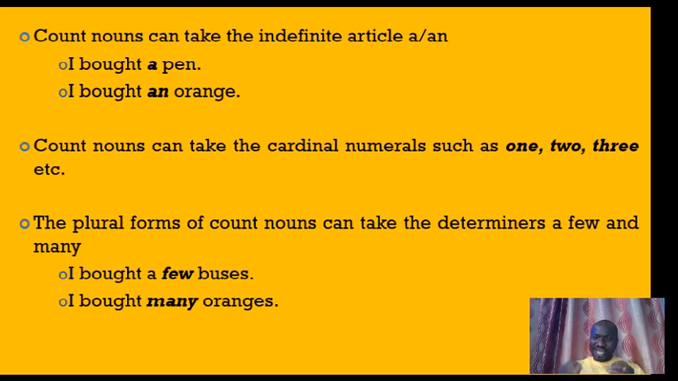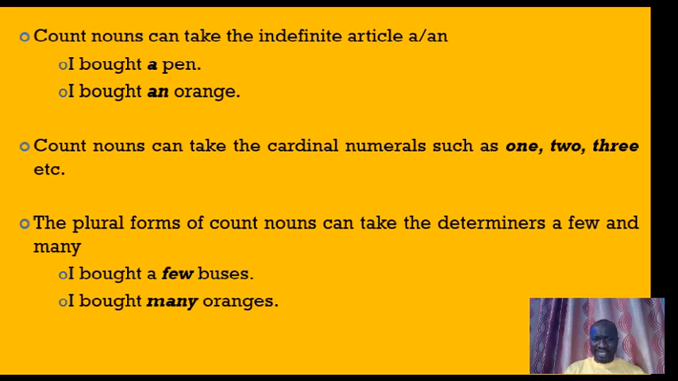Again, cardinal numbers cannot be used for proper nouns. One rule: cardinal numerals cannot be used for proper nouns, but they can be used for common nouns. So we have 1, 2, 3, which can be used for common nouns. So we can have 2 sheep, 3 irons, 3 TVs. You can do that, which are common nouns.